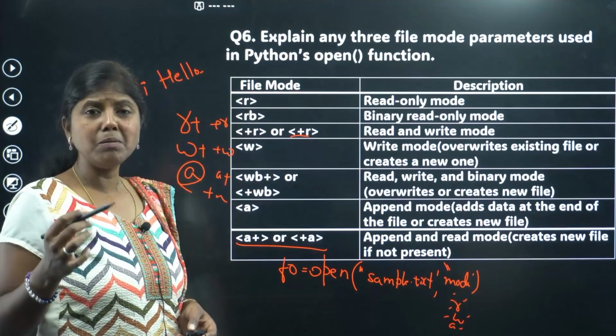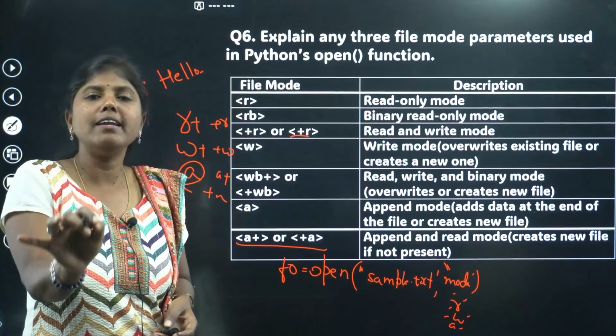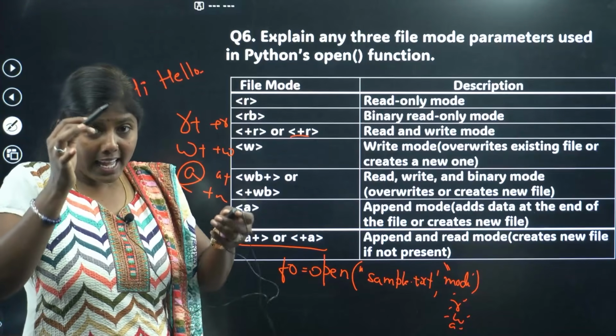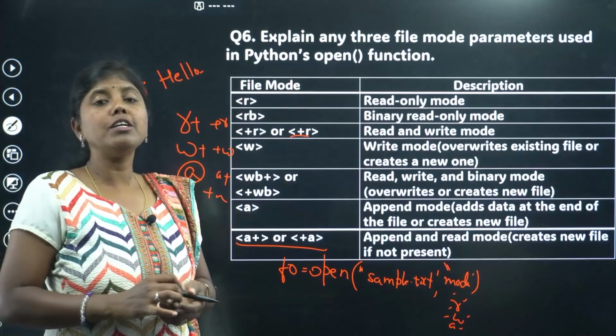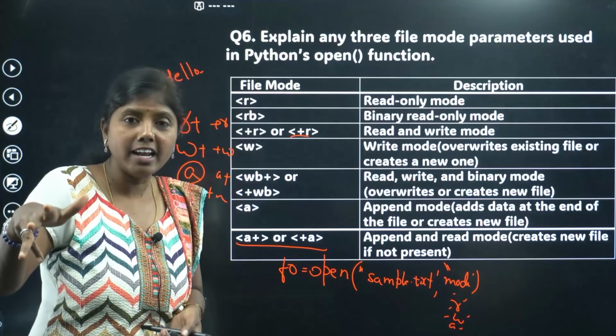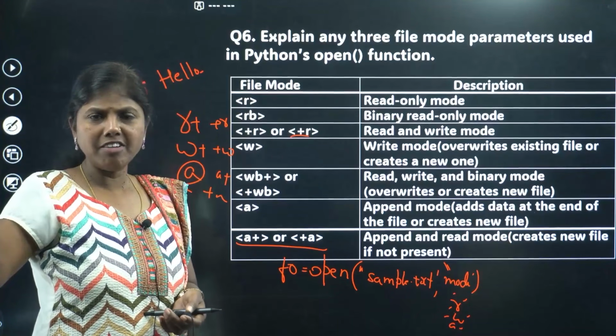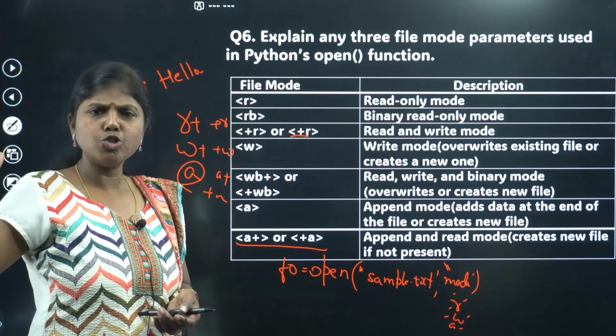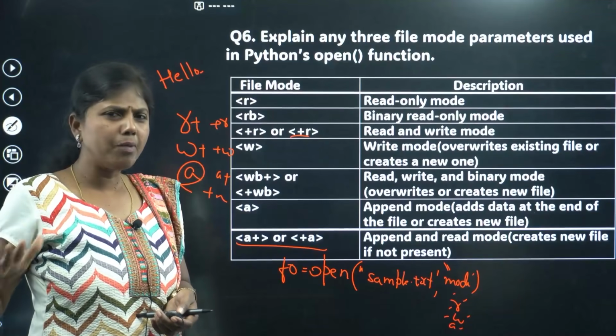Ma'am, something else is there, B is there. B is what? B is for binary. The file should be written as a binary file. What is a binary file, ma'am? Everything is written in terms of bytes, students.